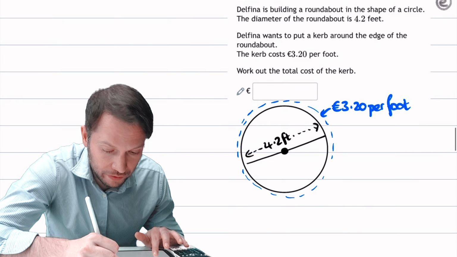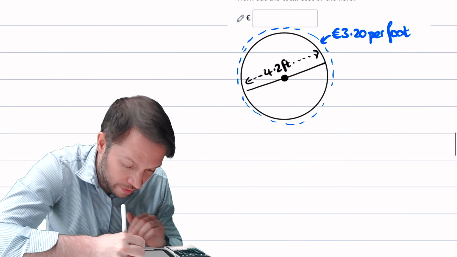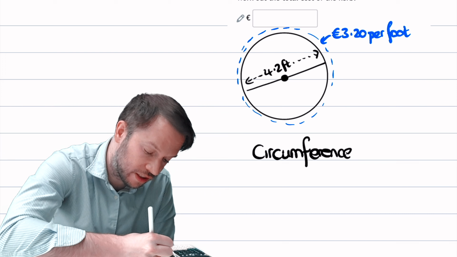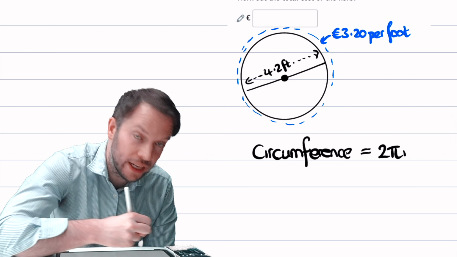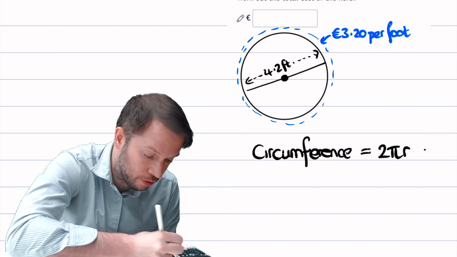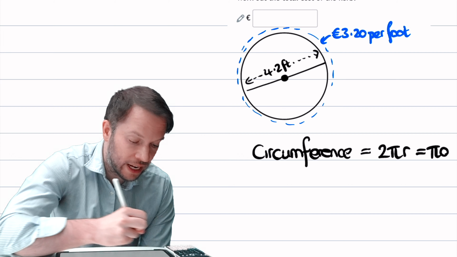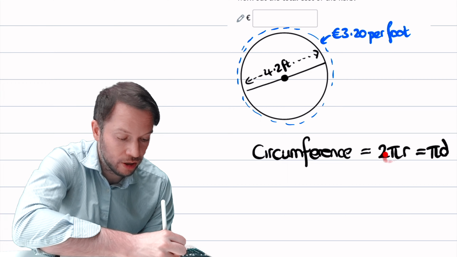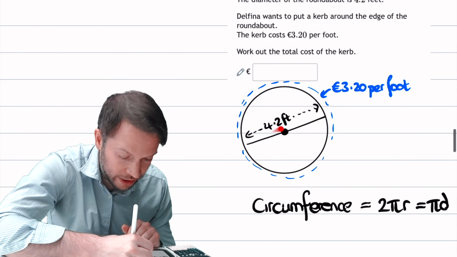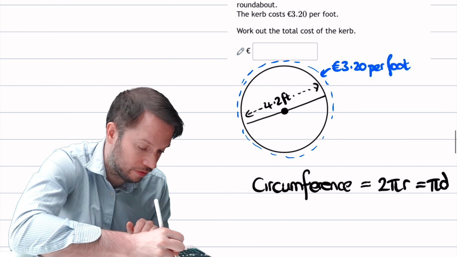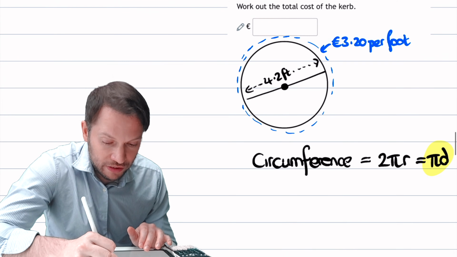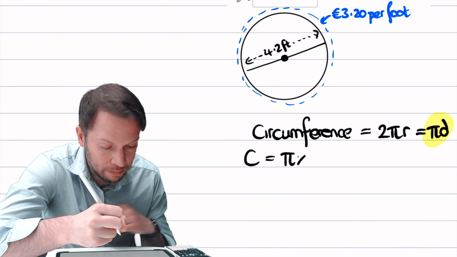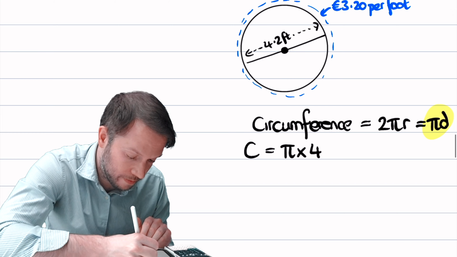So let's find the circumference first. Remember, the circumference of a circle is just 2 times pi times the radius, or remember there's an alternative formula, we could use pi times the diameter. So depending on whether you've got the radius or the diameter, use either this formula or this formula. Now we've got the diameter here, so we're going to use this second formula here. So let's use that. The circumference is pi times the diameter. So pi times the diameter is 4.2.